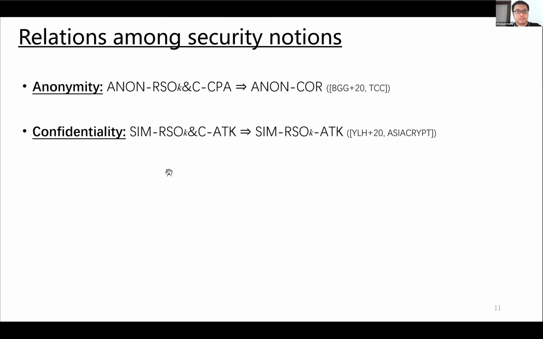For relations among security notions, we show that anonymous SO-K and C CPA security implies anonymous CLR security, and the corresponding confidentiality implies the standard SO-K security.